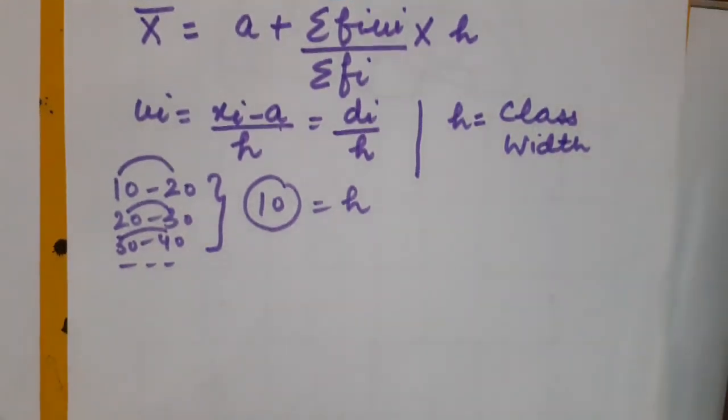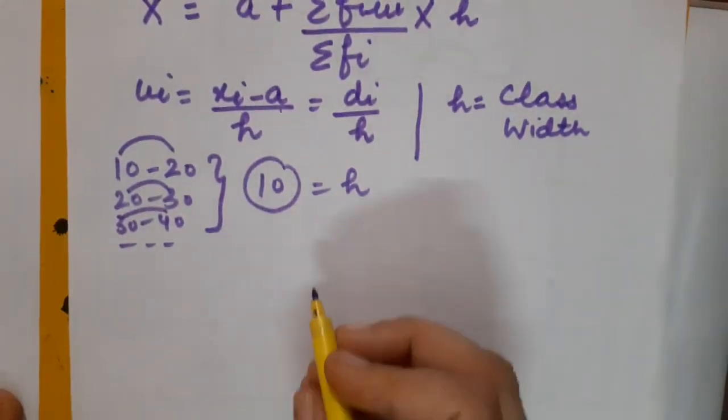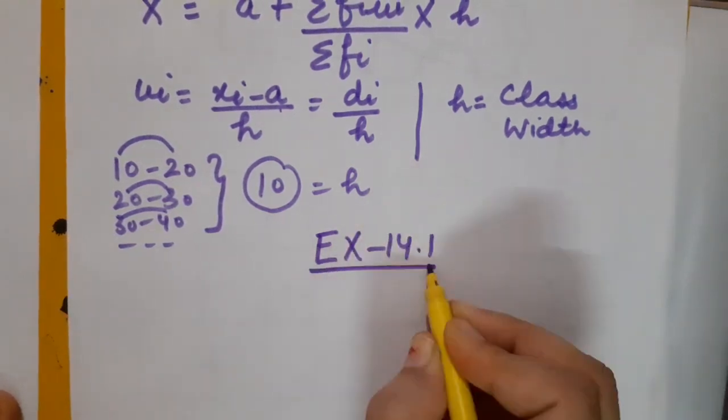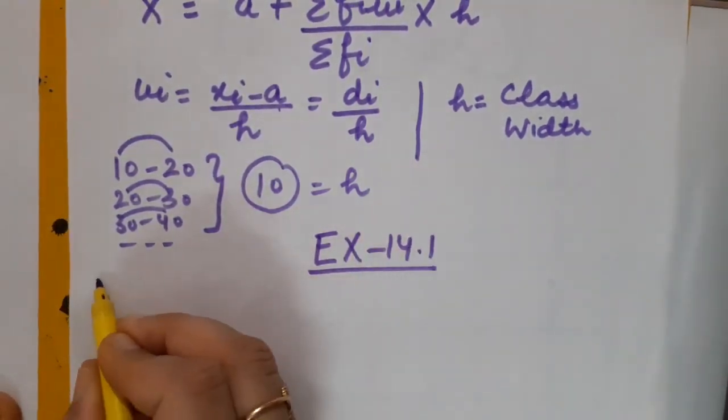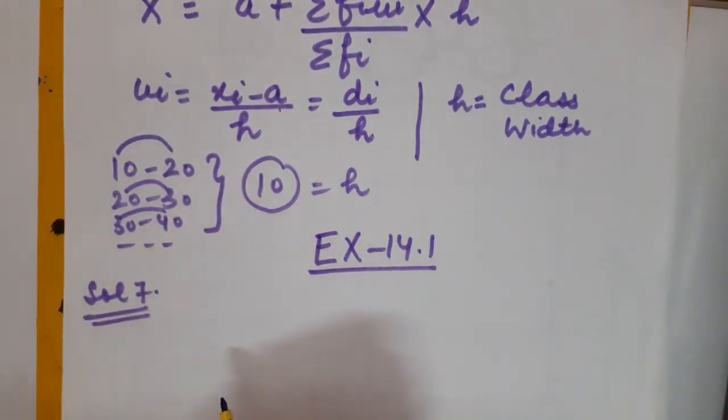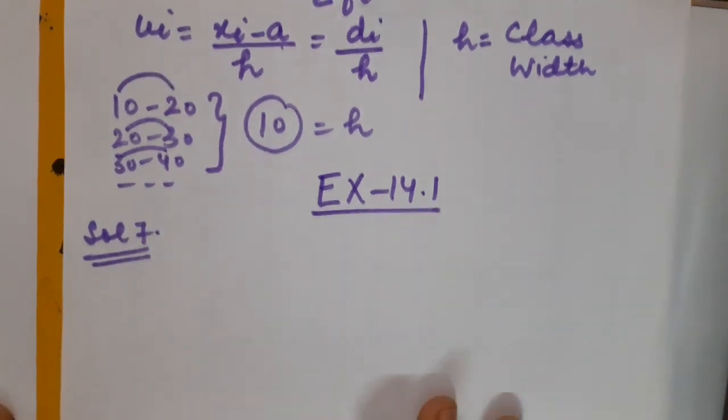Correct, students? So children, now I am going to begin with exercise 14.1 and I will be explaining you question number 7. Please be alert. To find out the concentration of SO2 in the air, the data was collected for 30 localities in a certain city and is presented below.